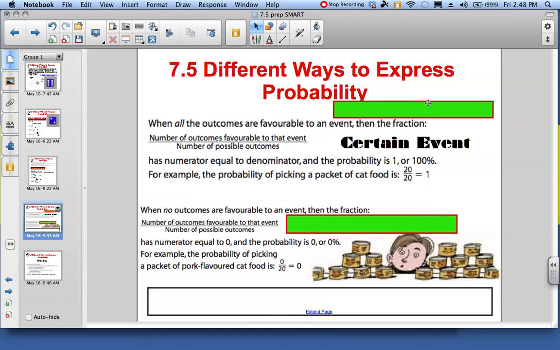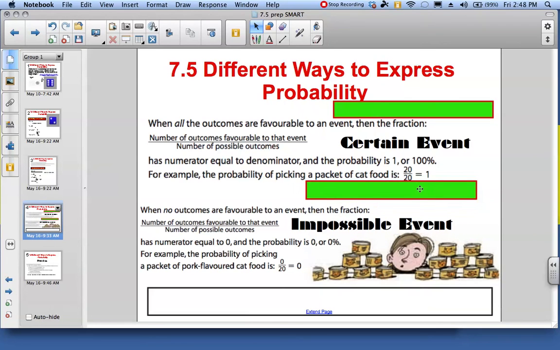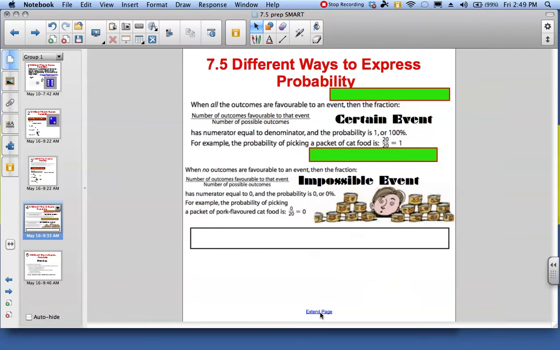It's a certain event. Now, when none of the outcomes are favorable to an event, then the fraction has a numerator equal to 0, and the probability is 0. For example, what's the probability of picking a package of pork-flavored cat food? Well, the only kinds in there were seafood, chicken, and beef. There is no pork. So it's a 0 out of 20 chance, and they call that an impossible event.